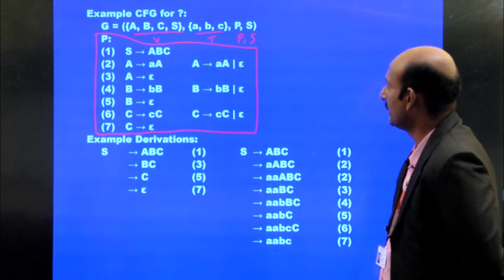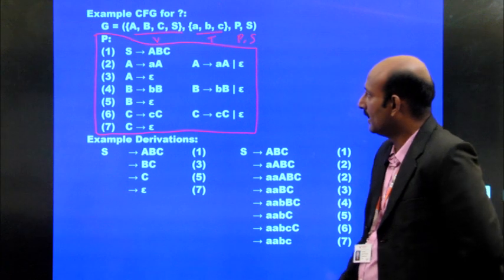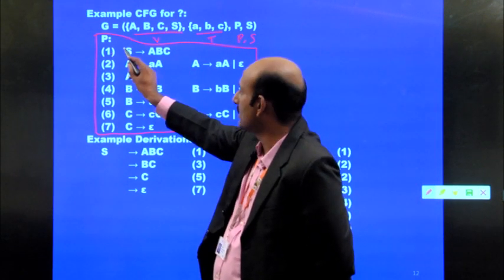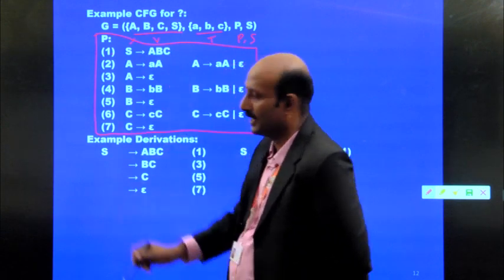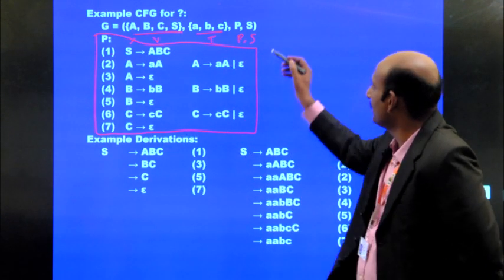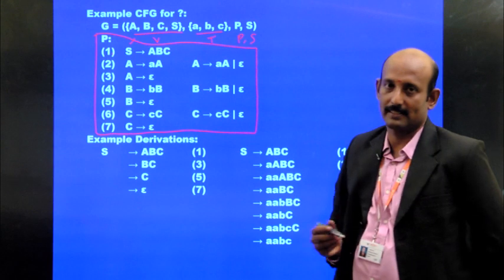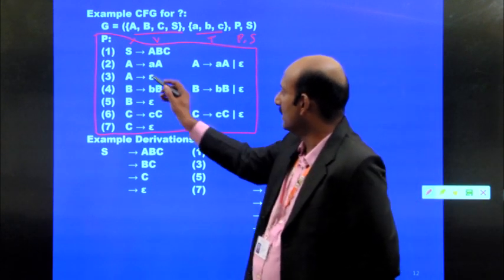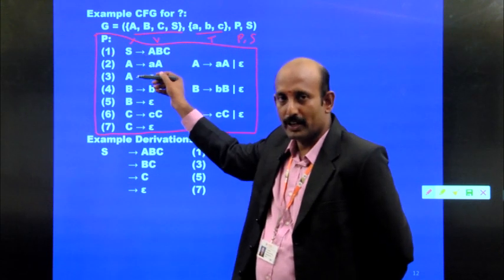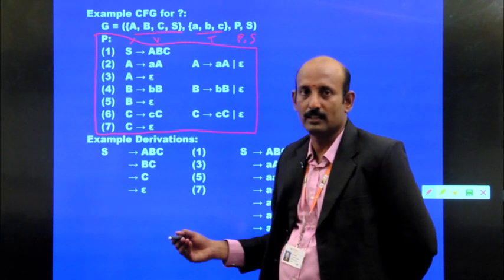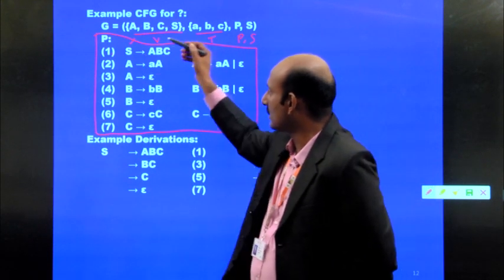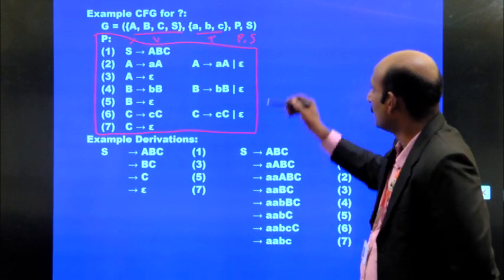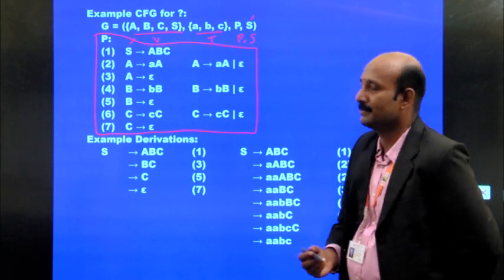From these productions, which one is the start symbol? In the first production, the first symbol is the start symbol. That is what they mentioned here, the start symbol is S. We should not take any symbols from the second or third productions and so on. We always take the start symbol on the left hand side of the first production. So, here S is the start symbol.